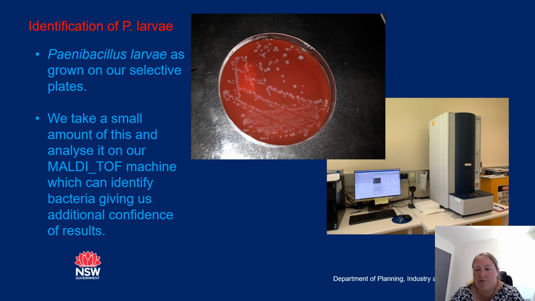And colony morphology, what the bacteria actually looks like, and some other factors are what we use to identify the Paenibacillus larvae. And in the last few years, we have acquired a MALDI-TOF machine, which is the picture in the bottom right here. That machine identifies bacteria. So we place a sample off the culture plate into the MALDI-TOF machine, and that breaks it up into proteins and gives us a profile and an identification of Paenibacillus larvae or whatever other bacteria we may have cultured. And it just gives us additional confidence in a positive result.